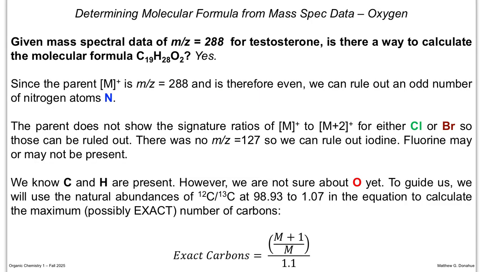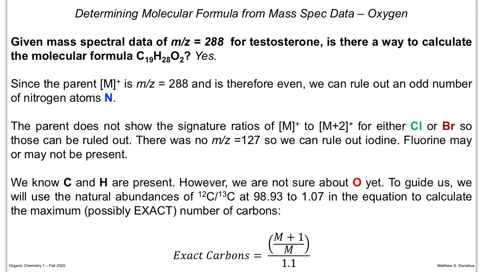So our question is, given that mass of 288, we use the even number to rule out the odd number of nitrogens present. We use the percents of the M+2 to rule out bromine and chlorine. Can we calculate that formula exactly? And the answer, I think, is yes, as we'll see. So here's the blurb about N, chlorine, and bromine. We know C and H are present. We're going to figure out oxygen, how many there are.